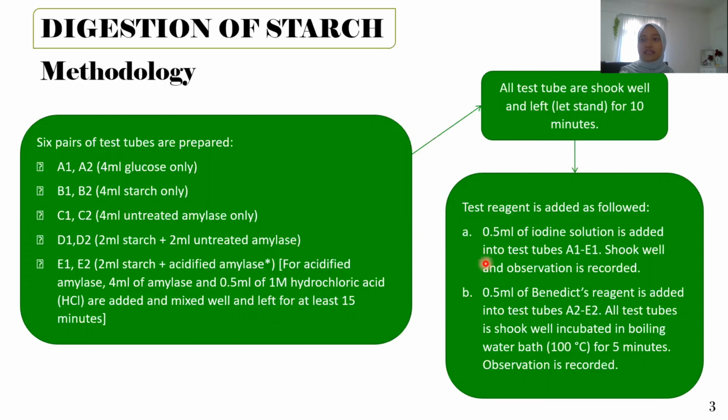For the first one, 0.5 ml of iodine solution is added into test tubes A1 until E1 and shaken well, and the observation is recorded into a table later. For the second one, 0.5 ml of Benedict's reagent is added into test tubes A2 until E2, and all the test tubes are shaken well and incubated in a boiling water bath at 100 Celsius for 5 minutes and the observation is recorded.